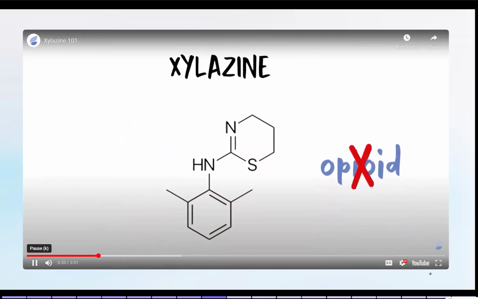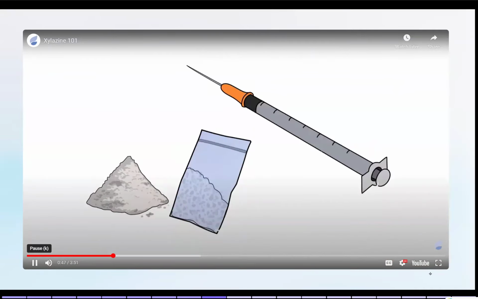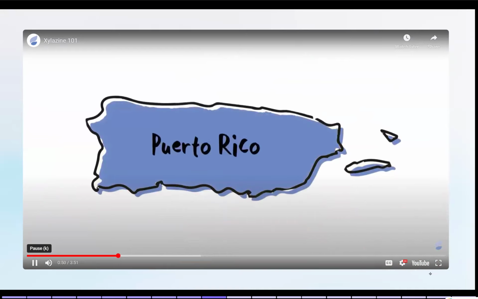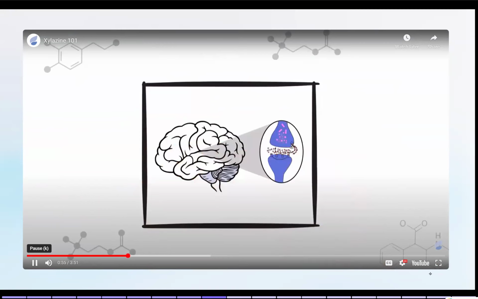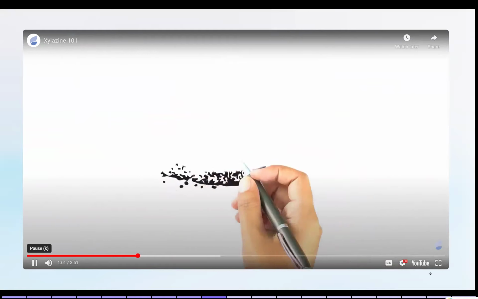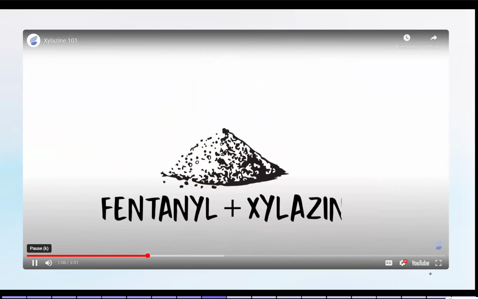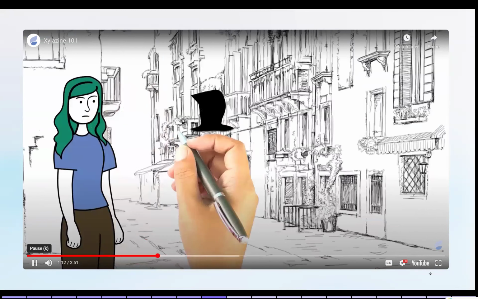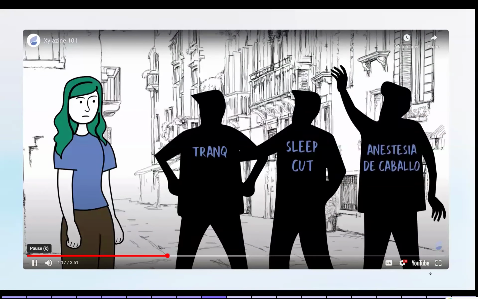Xylazine is not an opioid, but is a sedative with analgesic and muscle relaxant properties. When misused, it is often in conjunction with opioids, which was first documented in the early 2000s in Puerto Rico. Xylazine acts in the brain by inhibiting the release of dopamine and norepinephrine, causing central nervous system depression. While xylazine has been noted as an adulterant primarily in fentanyl, it has been found contaminating other substances as well. Informally, xylazine is referred to as tranq, sleep cut, or anestesia de caballo, otherwise known as horse tranquilizer.